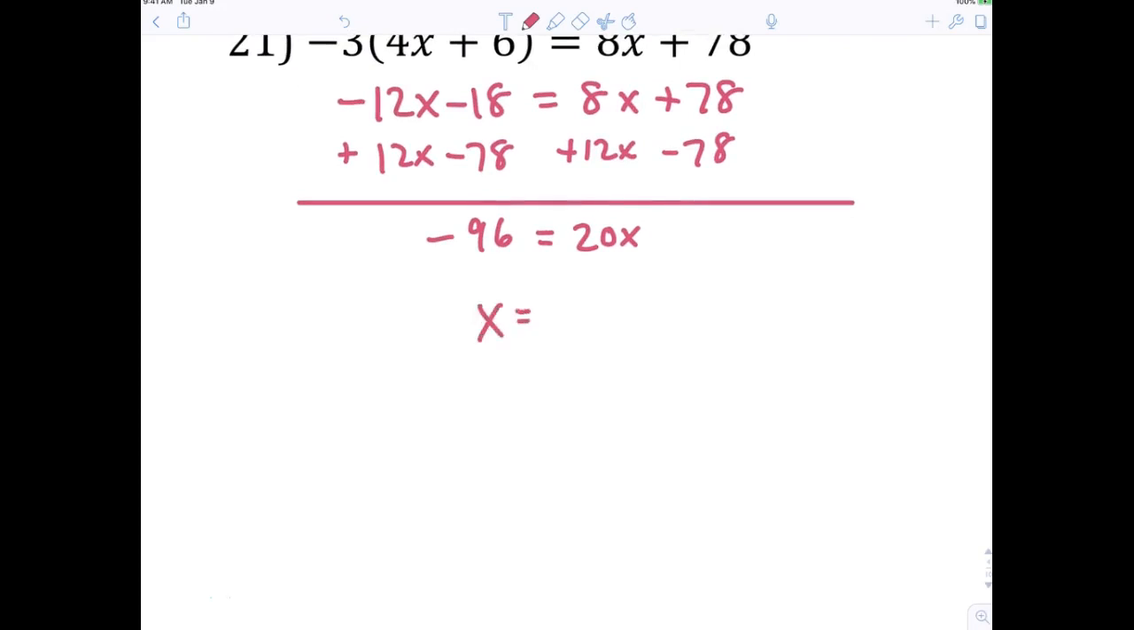So x is equal to negative 96 divided by 20. But now we have to reduce that fraction. And 4 goes into both of those. All right? So if we divide by 4, we get negative 24 over 5. Thank you very much. All right? Grace, are you still good on this? Yes, ma'am. Good for you.